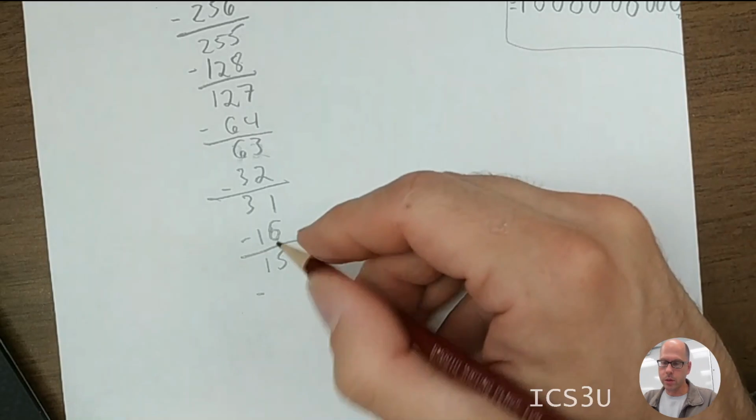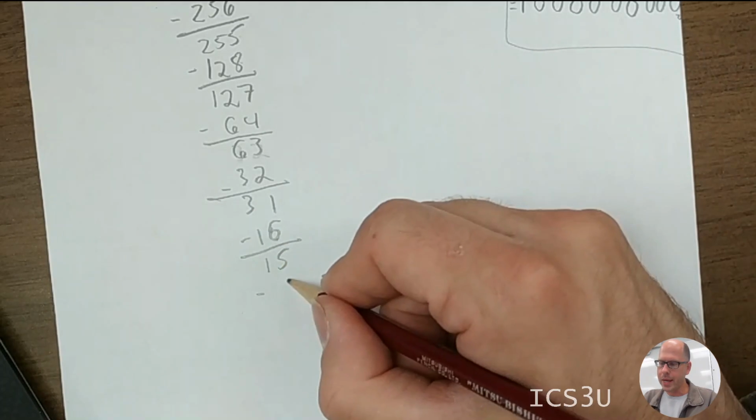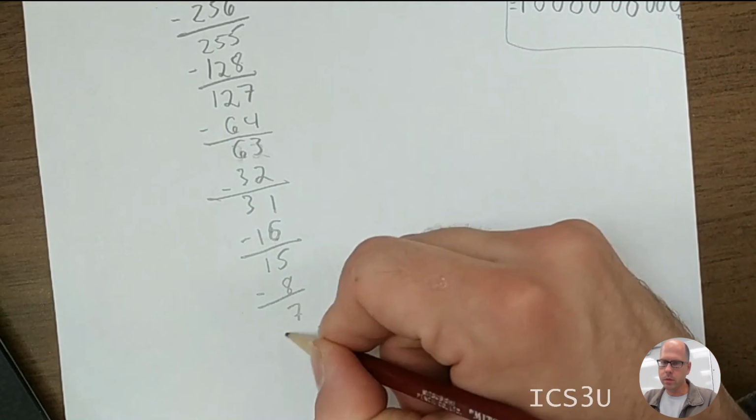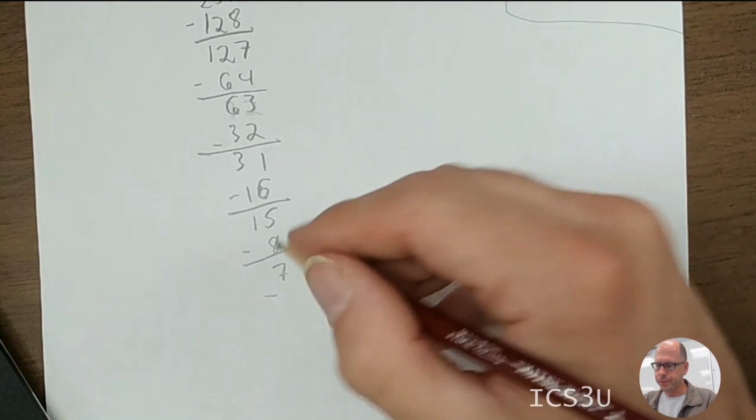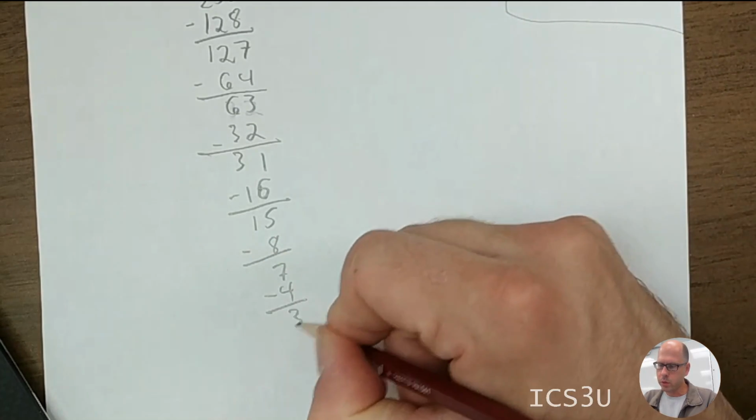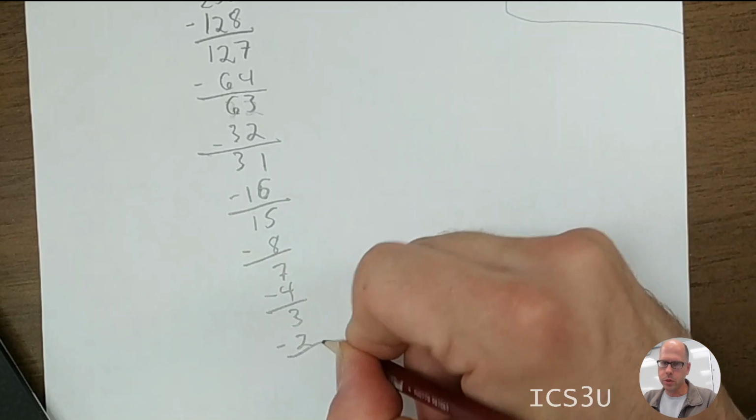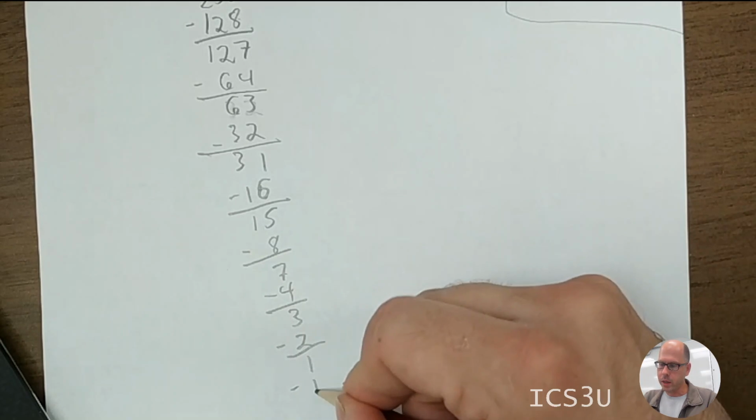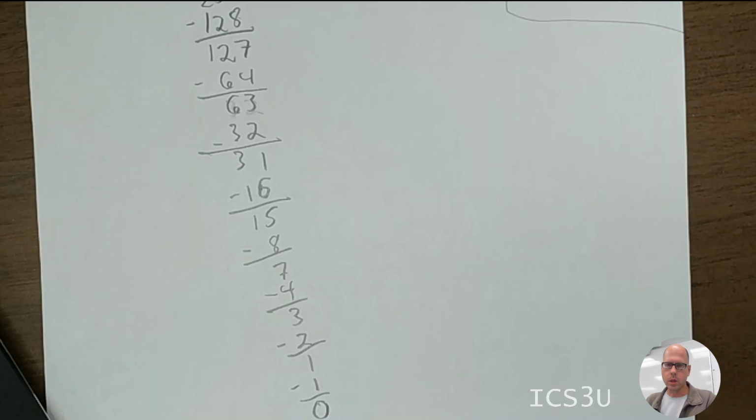15 take away, the largest number on the powers of 2 table is now 8. We're left with 7. 7 take away, the largest number on the powers of 2 table is 4. So we're left with 3. Take away the largest number, 2. We're left with 1. Finally, 1 take away 1 is 0.